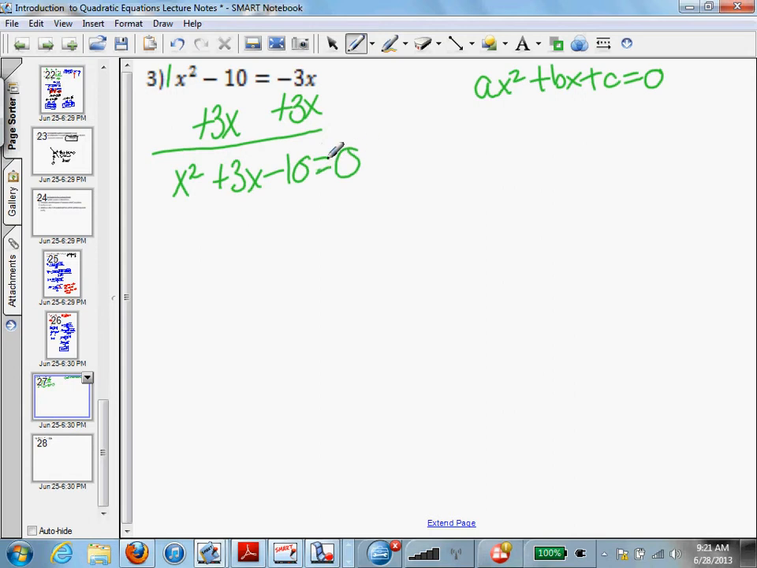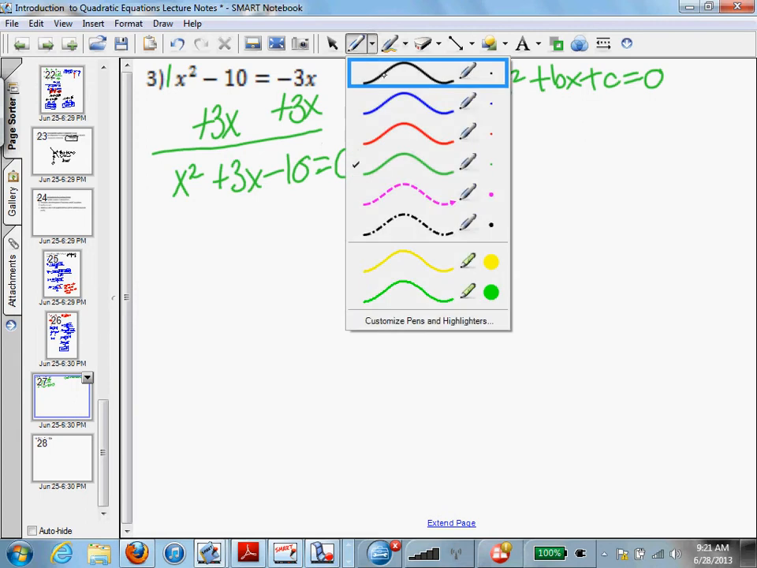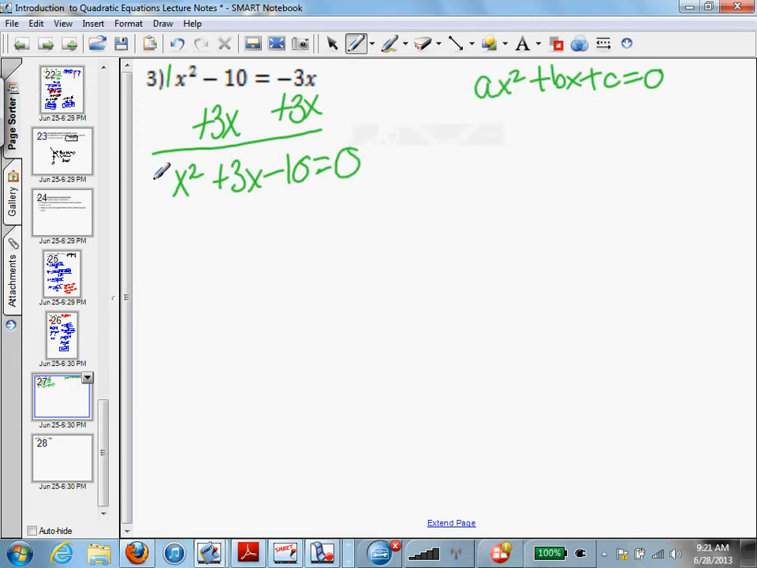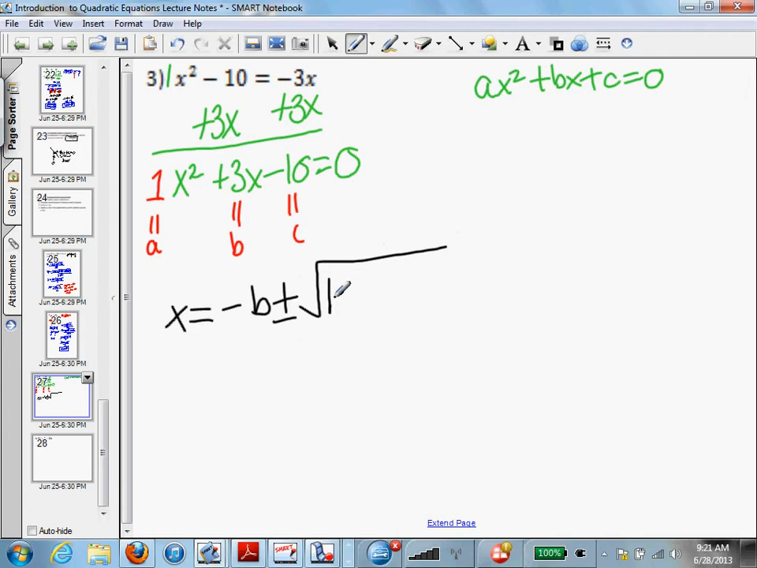So let's now denote what a is. A is going to be equal to 1. B is going to be equal to 3. And C is going to be equal to a negative 10. Okay, so now let's write our equation of x equals minus b plus or minus the square root of b squared minus 4ac all over 2a.